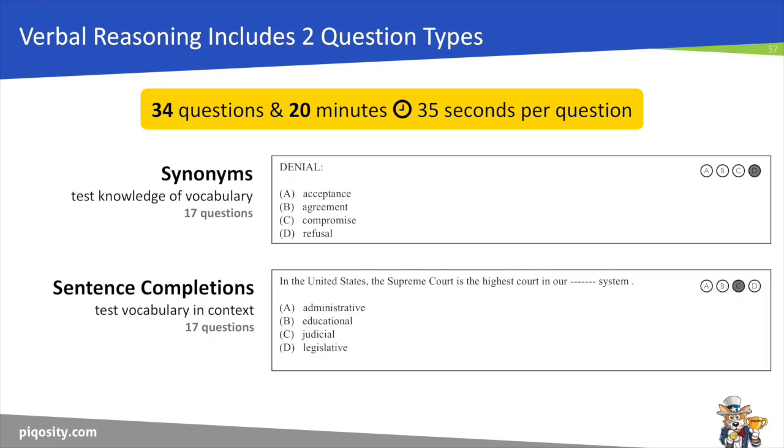The second set of questions are sentence completions, where students are presented with a sentence that has a single missing word or phrase. Relative to synonyms, the context clues given by the sentences tend to make these questions a little bit more manageable for students.